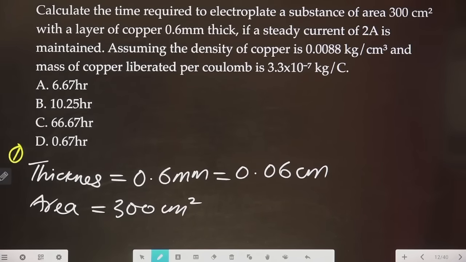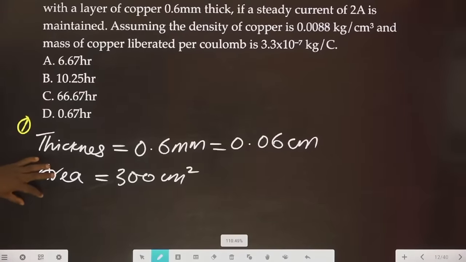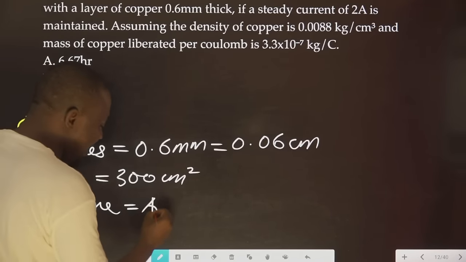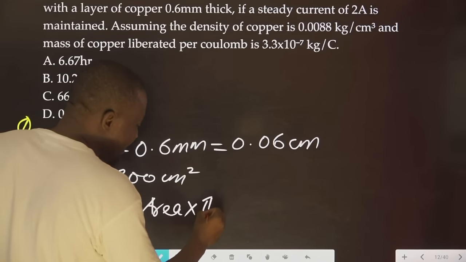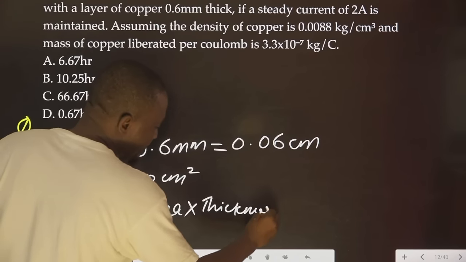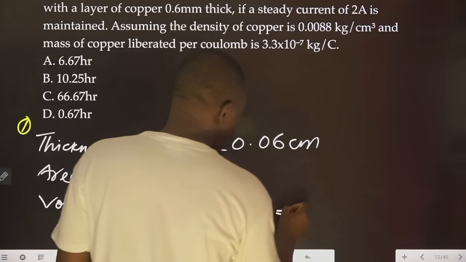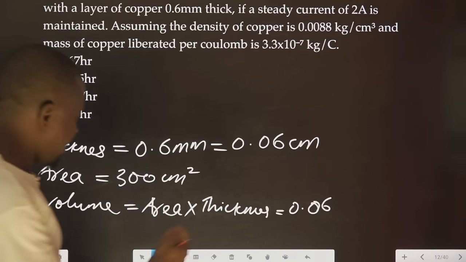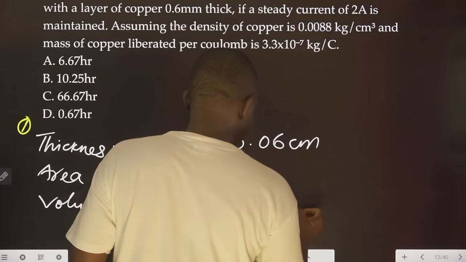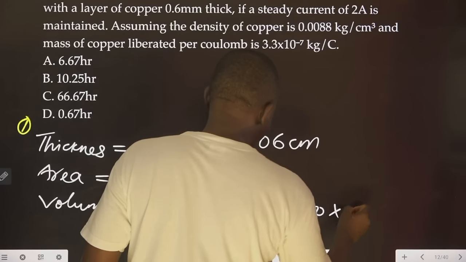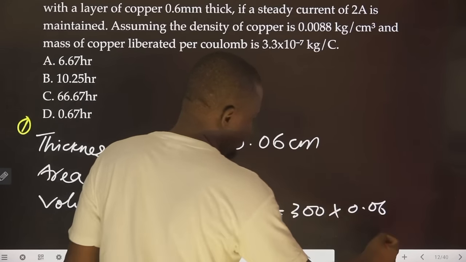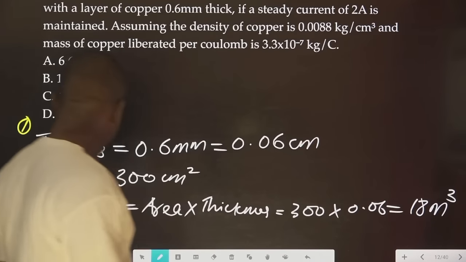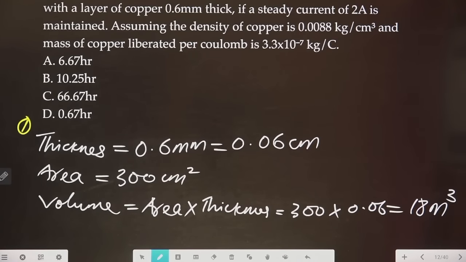Now, all we have to do is to get the volume from here. Volume is area multiplied by thickness, which is equal to 0.06. Let me first of all write the thickness. 300 multiplied by 0.06. If you work this now, you agree with me, you're going to have 18 centimeter cube. Now we have the volume.